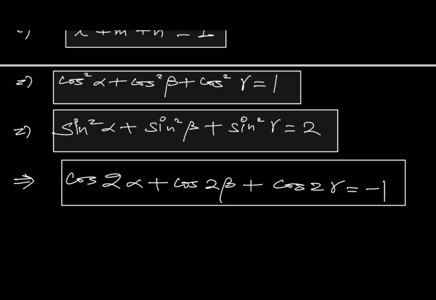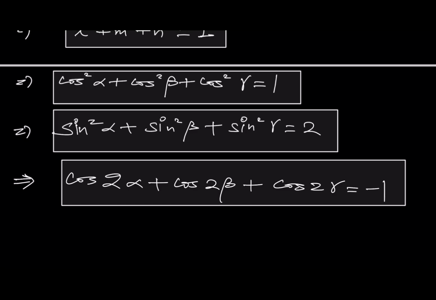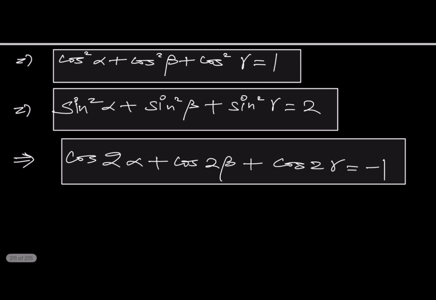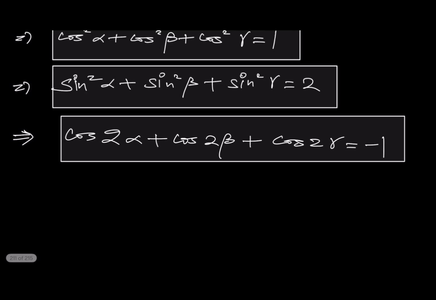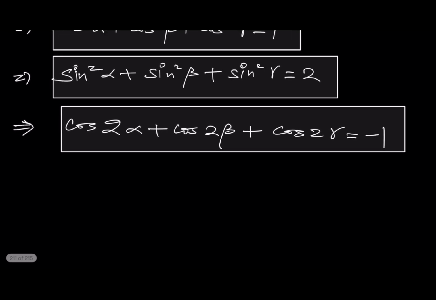Because cos 2 alpha is nothing but 2 cos square alpha minus 1, or 1 minus 2 sin square alpha. From there I can write this -1. Okay, let us take a question.